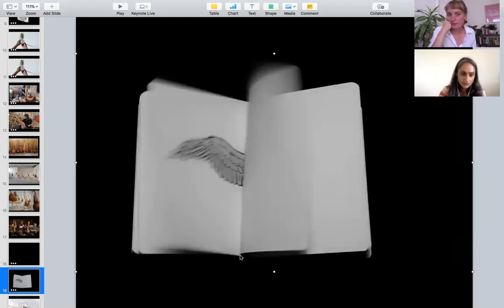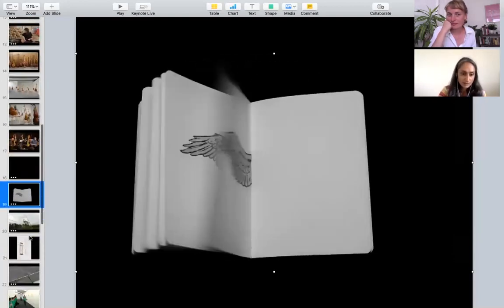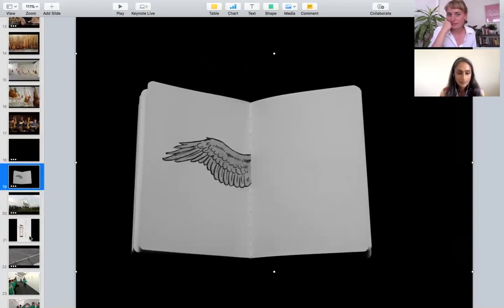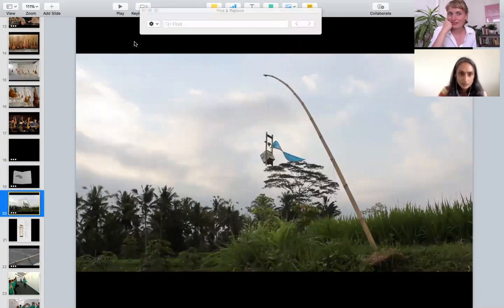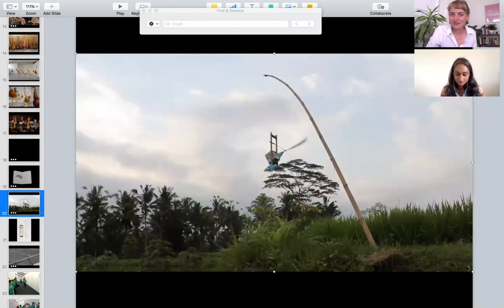And in Bali, I was walking through some rice fields, and I discovered this. Let me see if I can put it onto full screen again. I don't know how I did it in the first place. Maybe it's best just to continue. Okay, so this is a bird scarer.